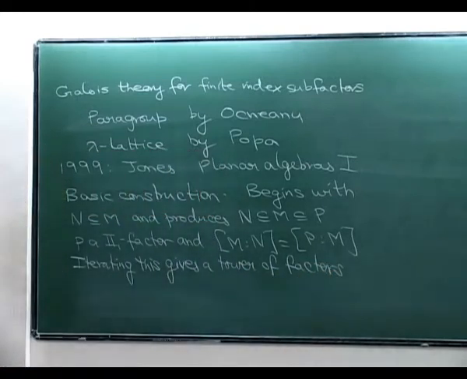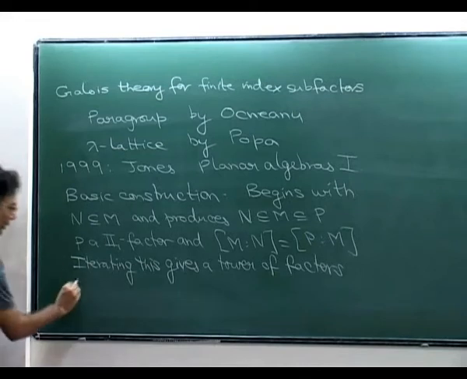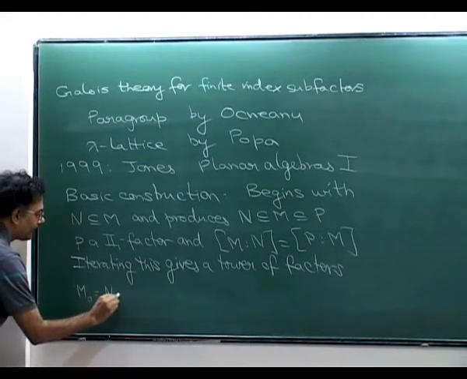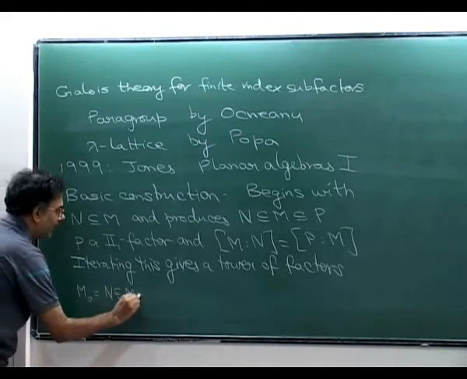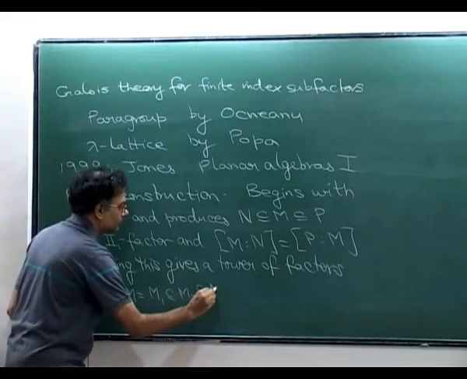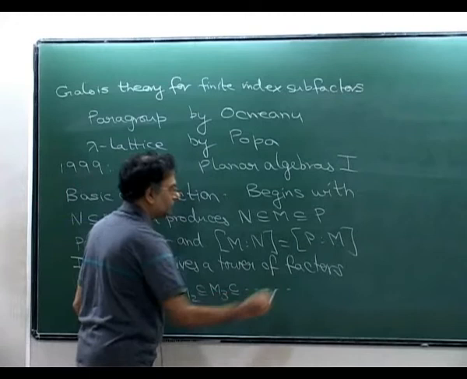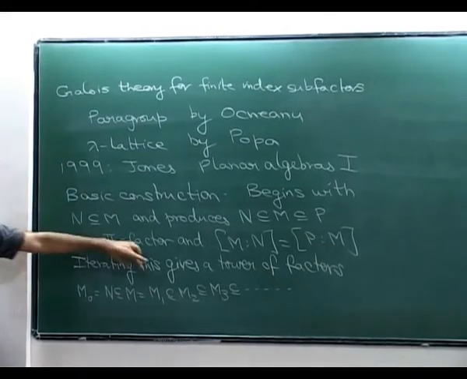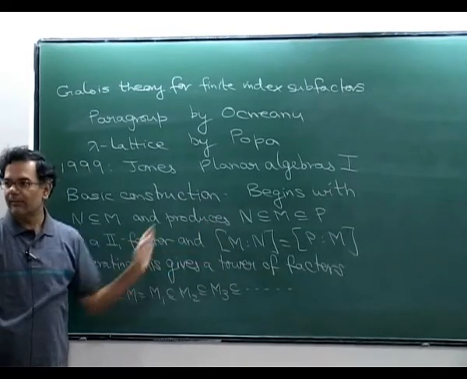Now the numbering is a problem. There are various kinds of numbering that are used in the literature. So I'll use the following numbering. We'll call n as M0, m as M1, P as M2, and so on and so forth. So starting with a single subfactor, you have produced a whole tower of factors, each one contained in the other, and with the property that the index of any two nearby ones are all the same as the original index that you started with.